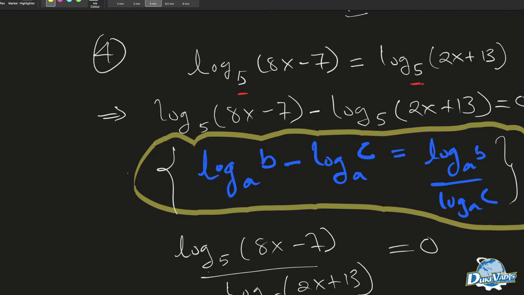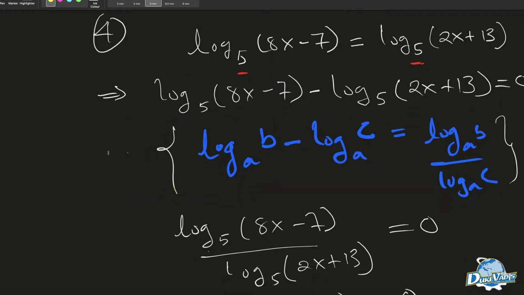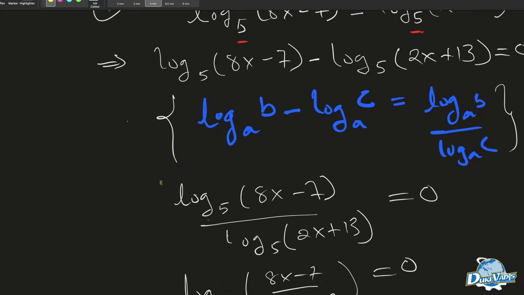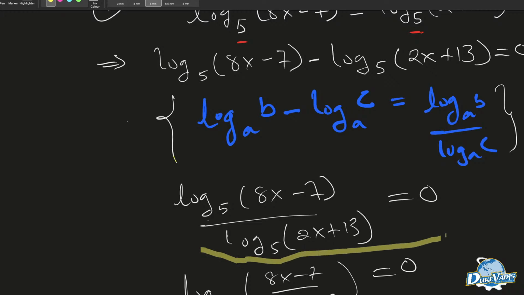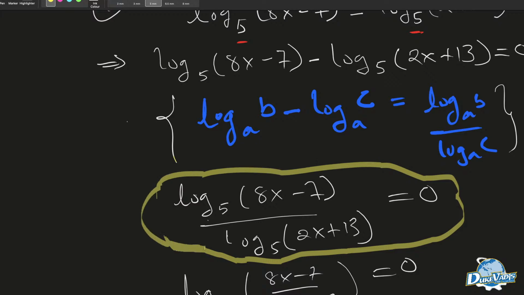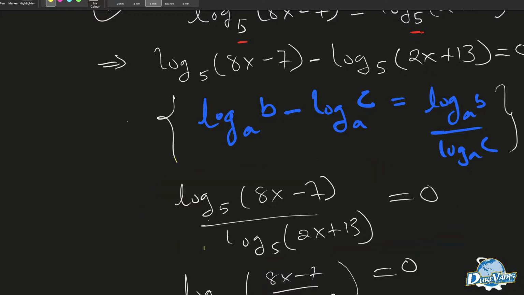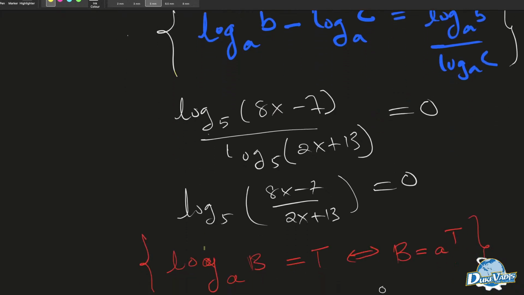So it's log to the base a of b minus log to the base a of c. So the right hand side becomes log to the base a of b divided by c. Applying the same to our equation, this is how the equation becomes. Now we will have log to the base 5 of 8 minus 7 divided by that, and it equals what? 0.